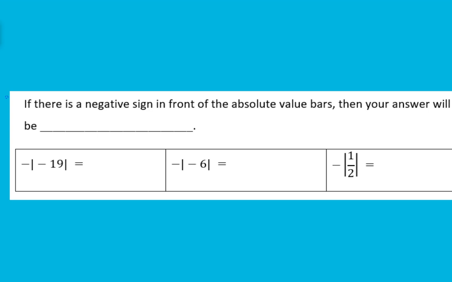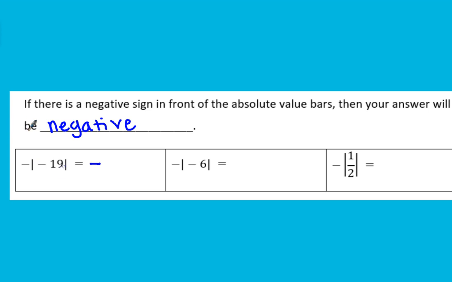So as we move into a few other examples, this says if there is a negative sign in front of the absolute value bars, then your answer will be negative. In front of the absolute value bars just means to the left of them, because we read from left to right. So in this first example, we've got the opposite of the absolute value of -19. That negative sign on the outside of the absolute value bars is going to come right to the front of our answer on the other side of our equation.